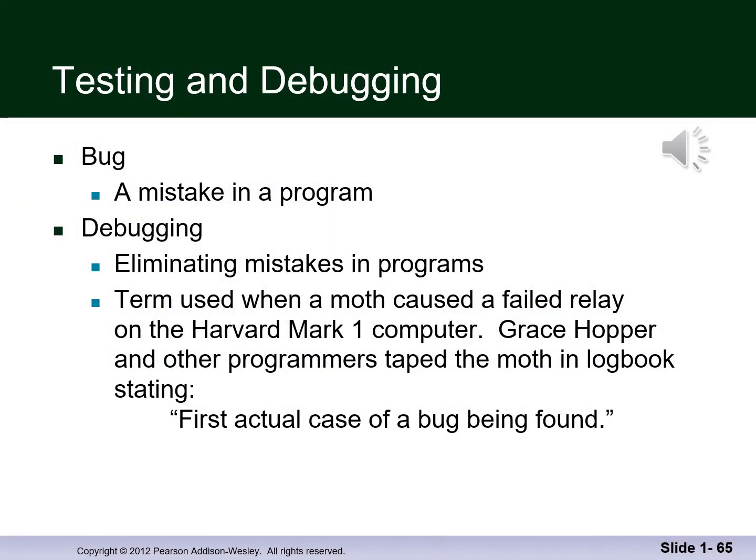Let's start off with some basic terminology. A bug is not an insect. It could be, but not in this particular context. It is a mistake in a program. Debugging is the process used to eliminate mistakes in your programs. It's a term used when a moth caused a failed relay on the Harvard Mark I computer. Grace Hopper and other programmers taped the moth in a logbook stating first actual case of a bug being found.